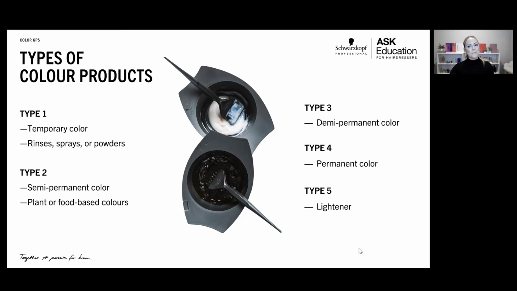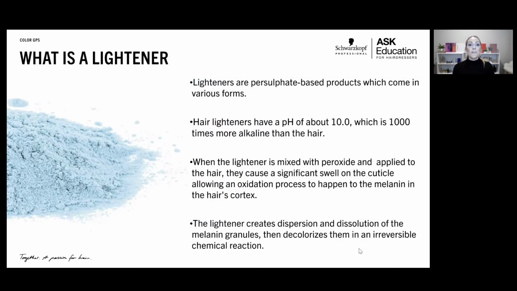And last but not least, we have our lightener. So let's talk about lightener. So what is a lightener in the first place? Lightener is basically a persulfate-based product, and it can come in various different forms. Powder lightener is a high pH, so it's an alkaline product, about a pH of 10, which is actually 1,000 times more alkaline than the hair, which is, of course, why we can really swell the hair open and get a lot of lift with it.